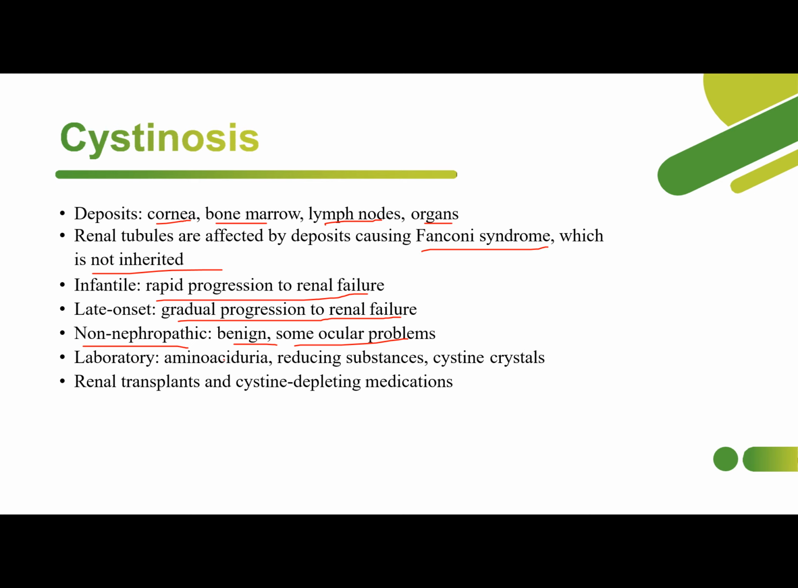For laboratory, there would be amino aciduria, reducing substances, and cystine crystals. Renal transplant and cystine-depleting medications are used to treat this cystinosis.